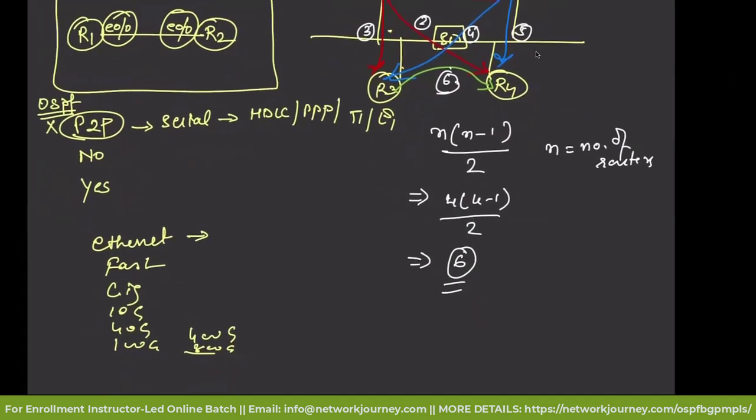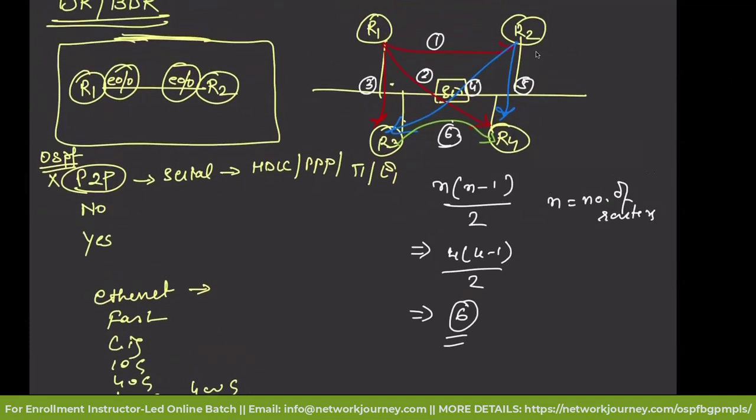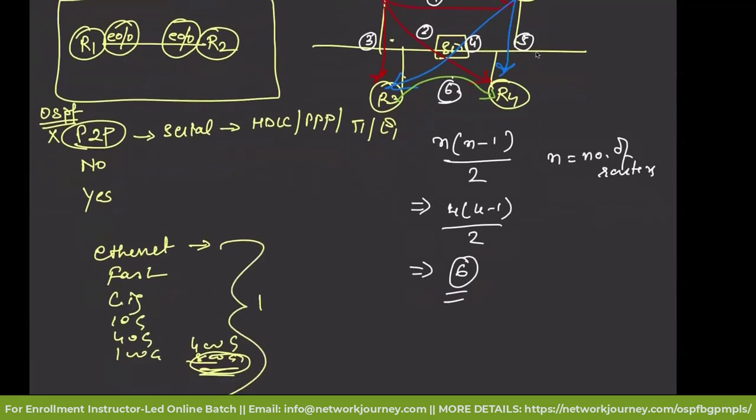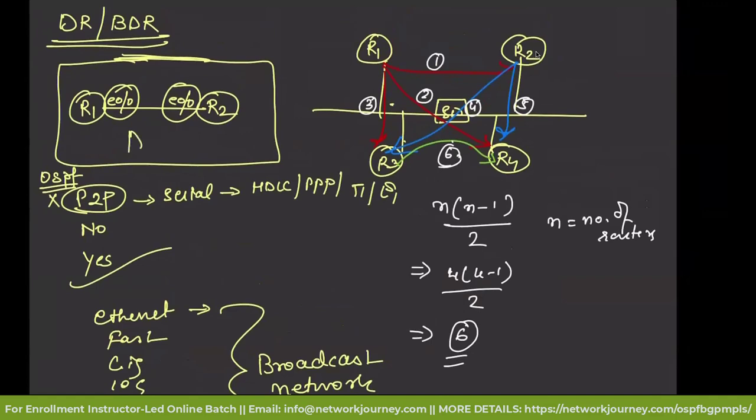Cisco released an 800 gig switch last month. So all these are going to be broadcast networks from the OSPF point of view. So there is going to be a DR and BDR election here.